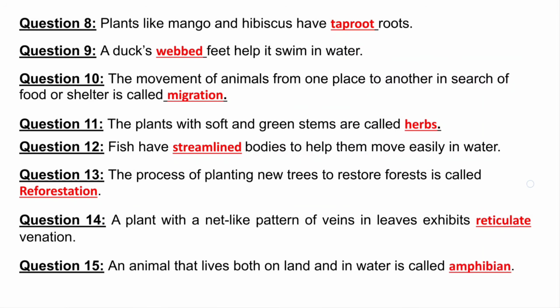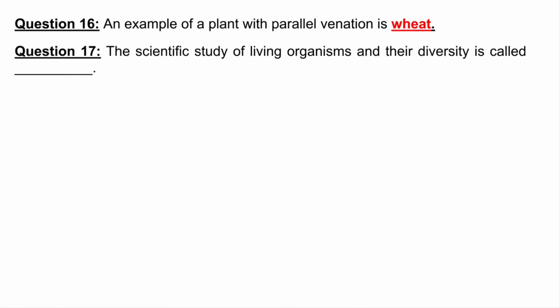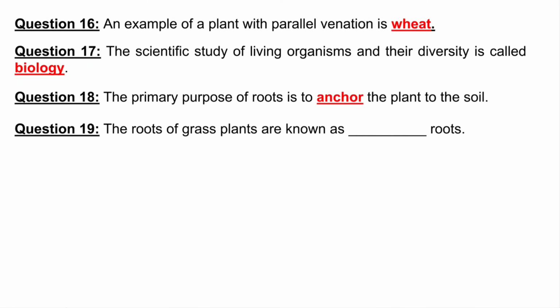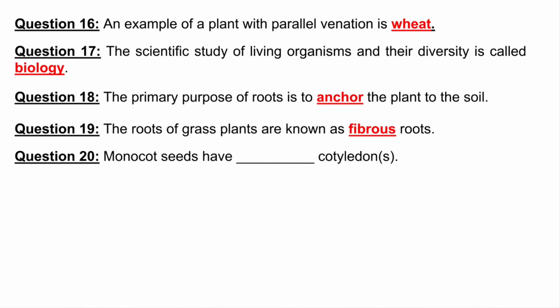Okay. Next, an animal that lives both on land and in water is called, we have done this just before, amphibians. Okay. Next, an example of a plant with parallel venation is wheat. And the scientific study of living organisms and their diversity is called, what do we call? Biology. Okay. The primary purpose of roots is to dash the plant to the soil. The purpose of roots is to anchor the plant. Okay. The roots of grass plants are known as, which roots? Fibrous roots.